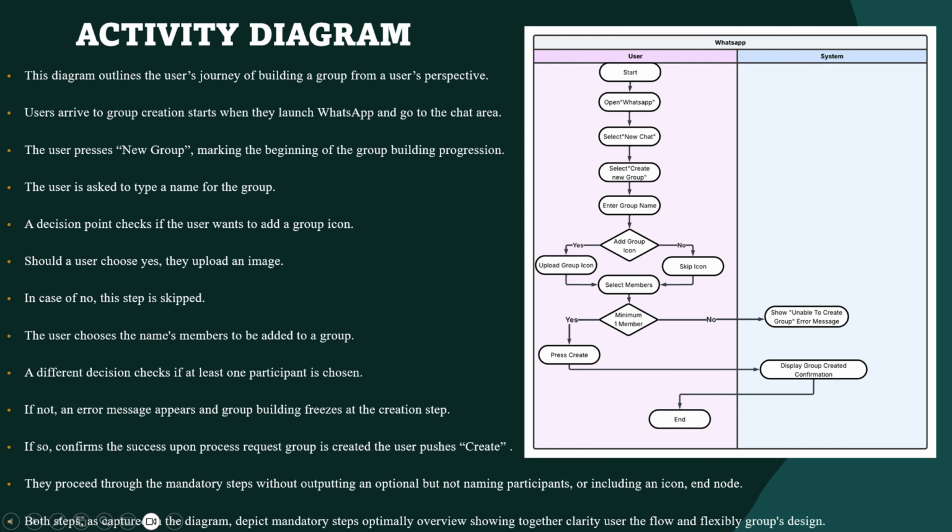This diagram clearly outlines the conditional paths involved in creating a group and ensures the essential steps like naming the group and selecting participants are mandatory, while others like uploading an icon are optional for user convenience.